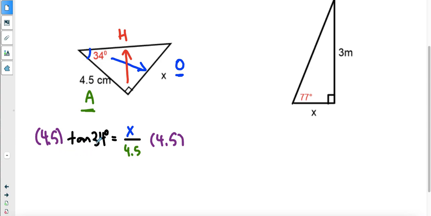So I'm just going to plug that into my calculator. And if I do that, I get 3.04 approximately. And the units are in centimeters. And there's my answer.